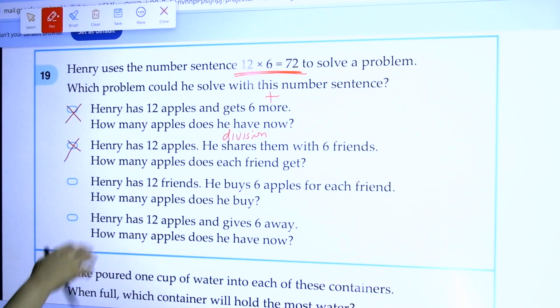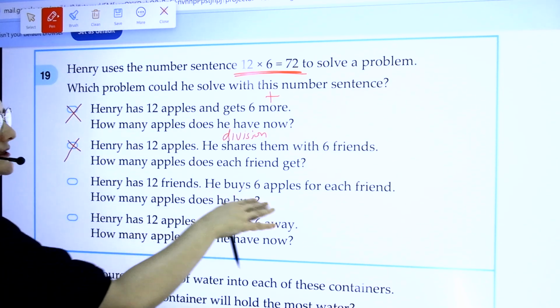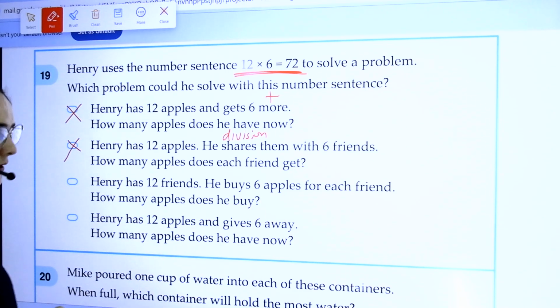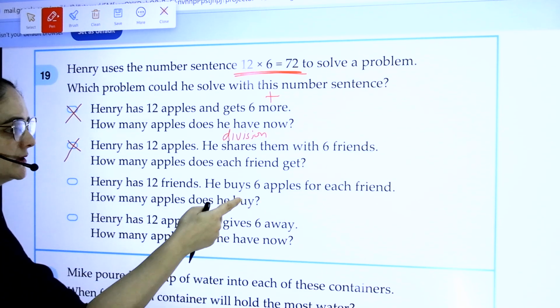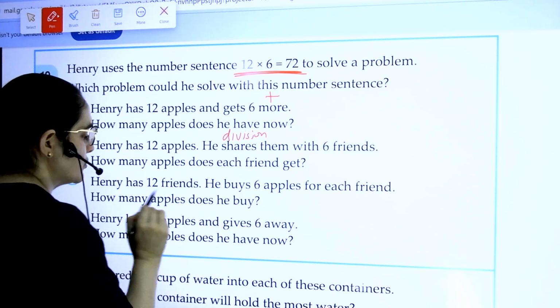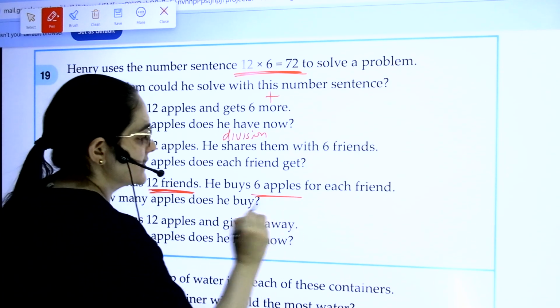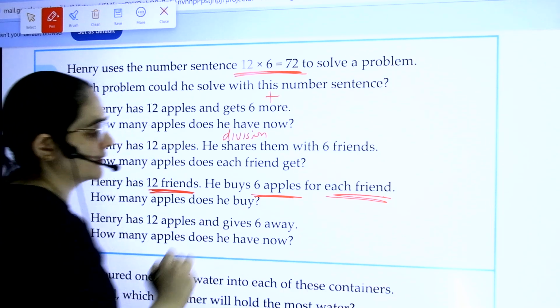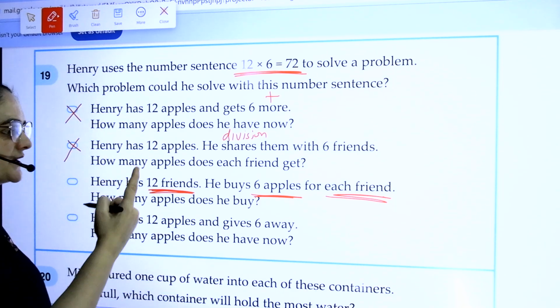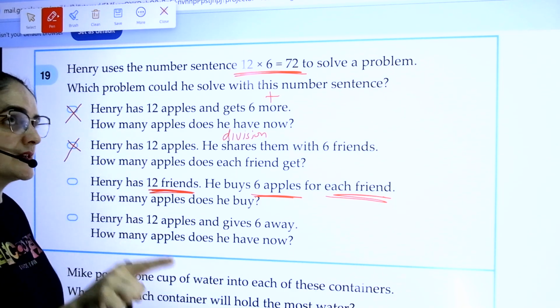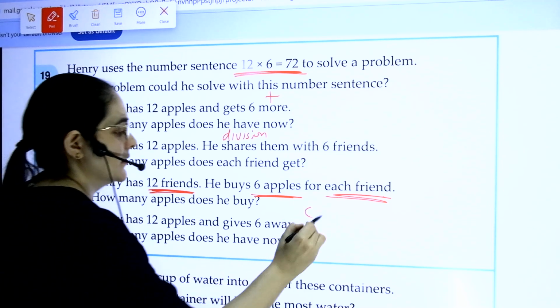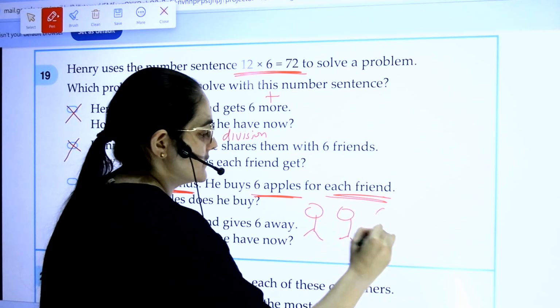Okay. Now Henry has 12 friends. He buys 6 apples for each of his friends. So that means 6 apples for each friend. So he has 12 friends and he is buying 6 apples for each of his friends. So that means 12 friends, 6 apples, then 6 apples, then 6 apples. Getting it?